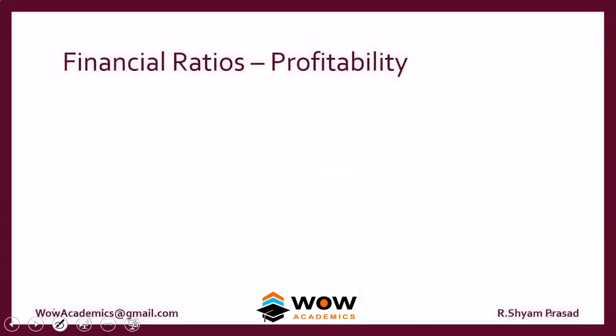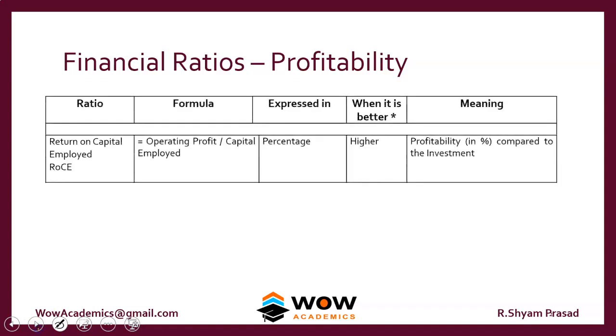In this video, we'll be looking at a lot of ratios which are covered in our syllabus. So we'll start with the profitability ratio. ROC is a ratio where the formula is operating profit divided by capital employed. It's expressed in percentage, and the higher the better. So what does the ratio indicate? It is the return, that is the profitability, that the investors will get for their capital employed. It takes both the debt and equity capital into account, and it tells how much the company is able to generate on that capital.